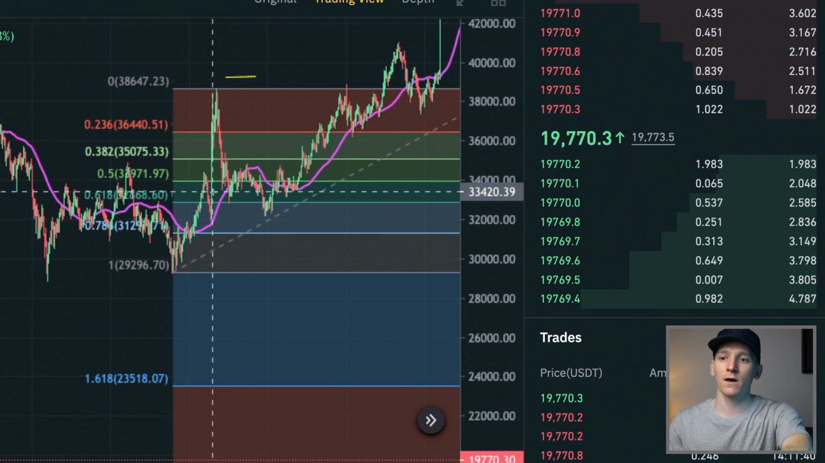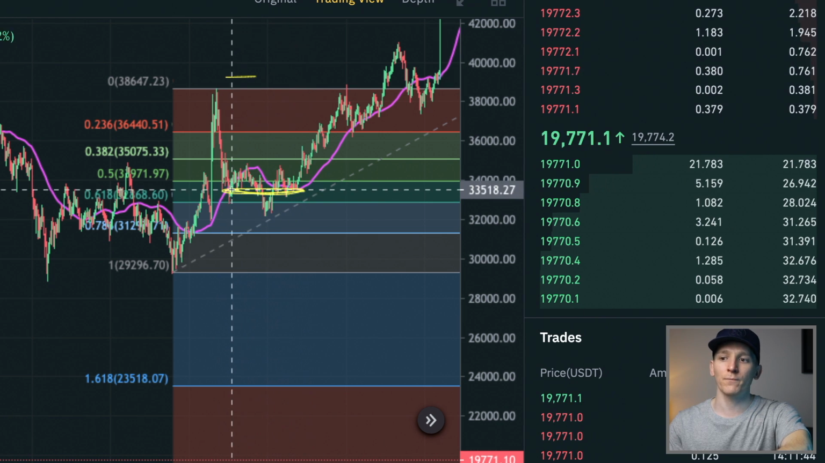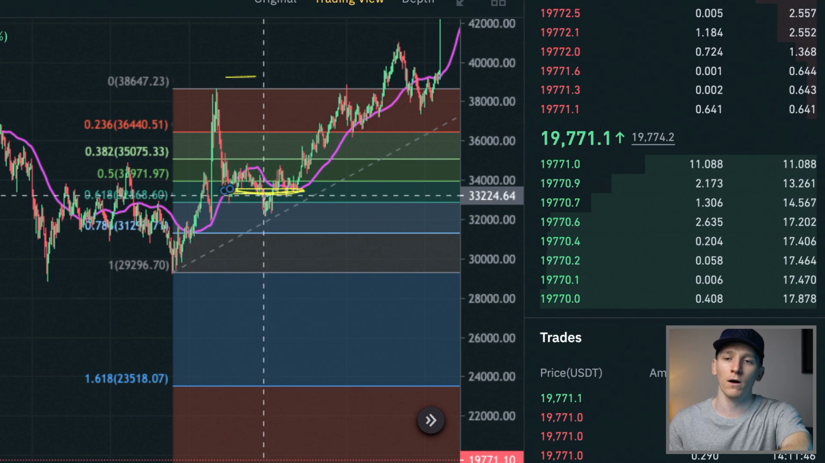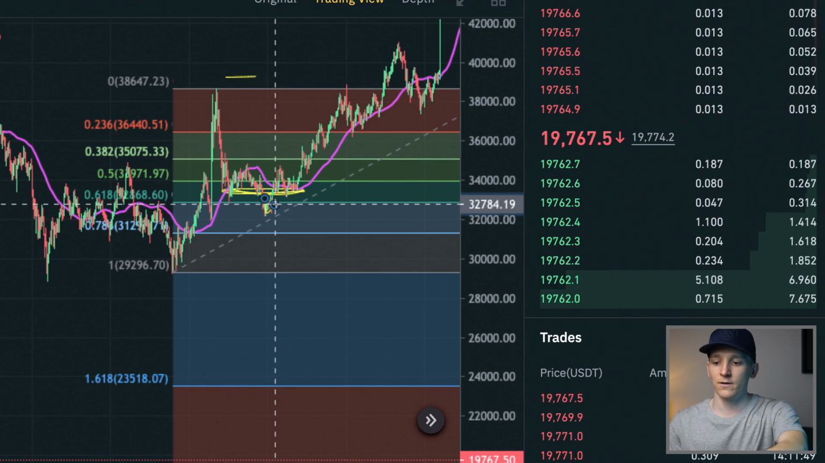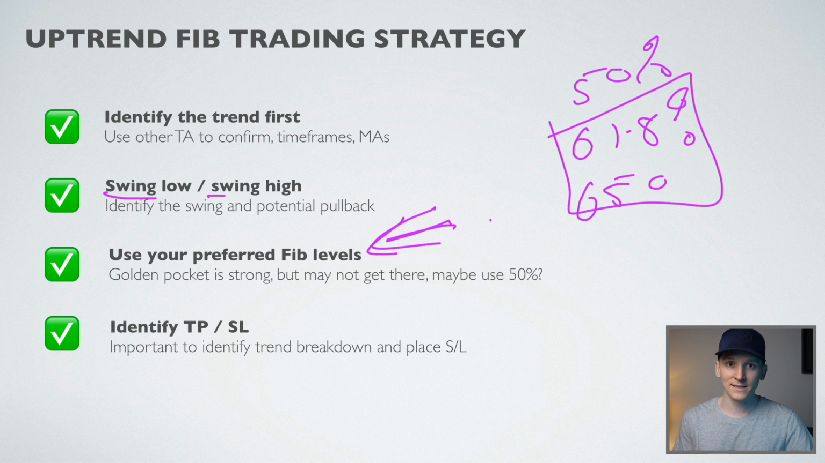So, you know what, I'm actually going to come in around this level, the fib level, around the golden pocket, maybe a little bit higher, right? And so that's going to give you a much better level to get in. So that's what people use fib for. The next thing we want to do when trading is identifying the take profit and stop loss. Most people will identify a fib level. So in this instance, we're going to go 61.8%.